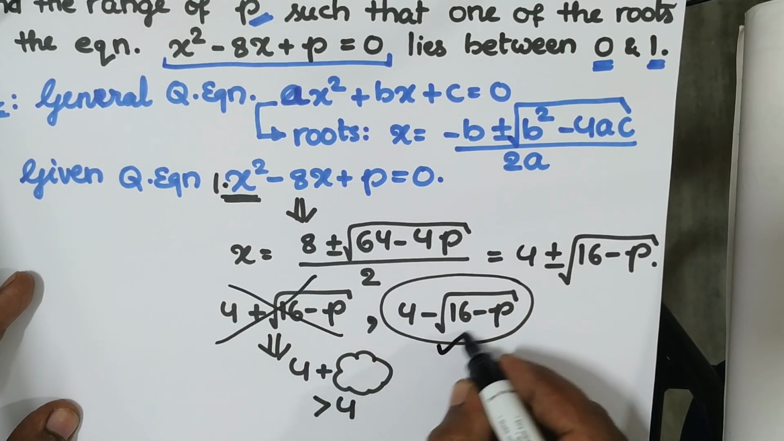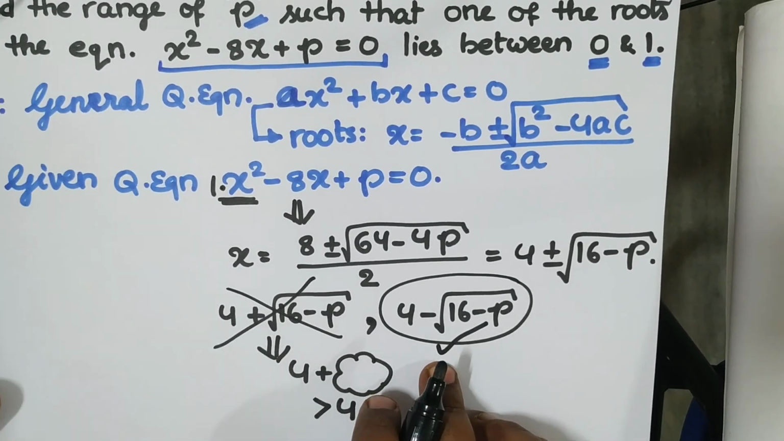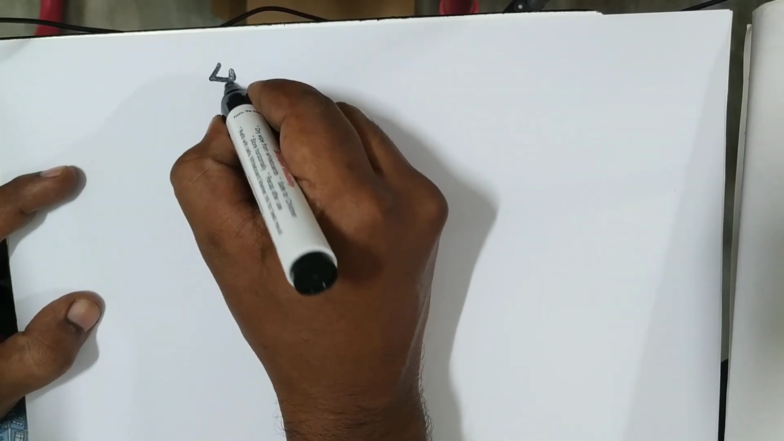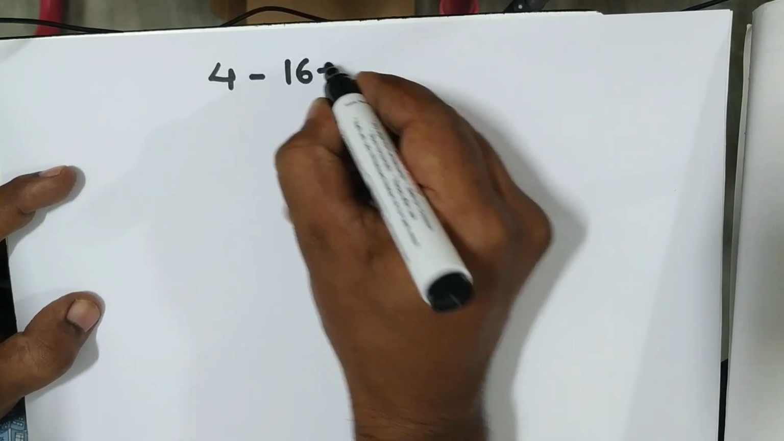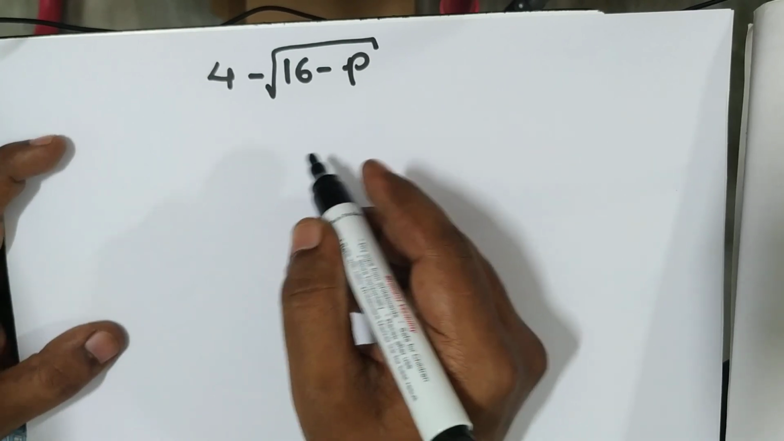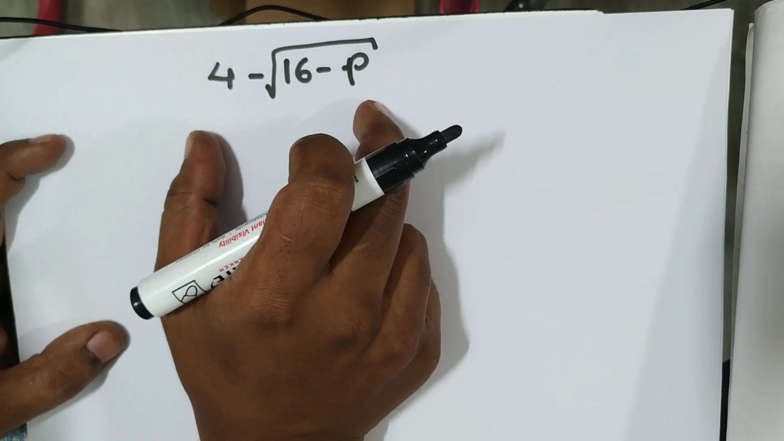Now we have this choice. If you choose this root, we will try to confine this root between 0 and 1. The possibility we have is with the second root, so we will go ahead with the second root now. The second root we have is 4 minus square root of 16 minus p, with 16 minus p sitting inside a square root. So now this must lie between 0 and 1.